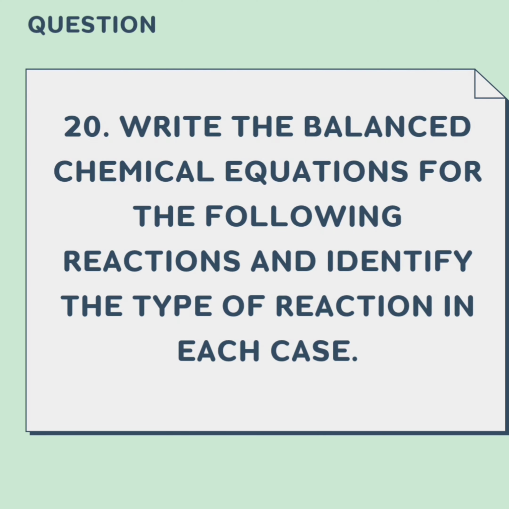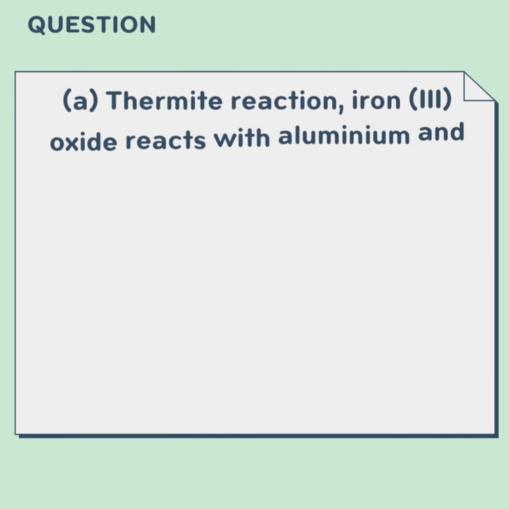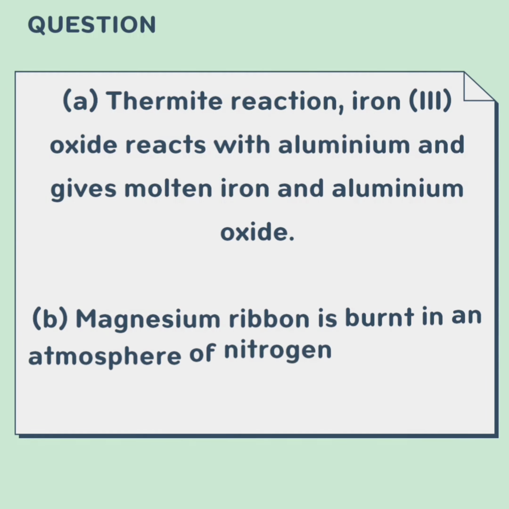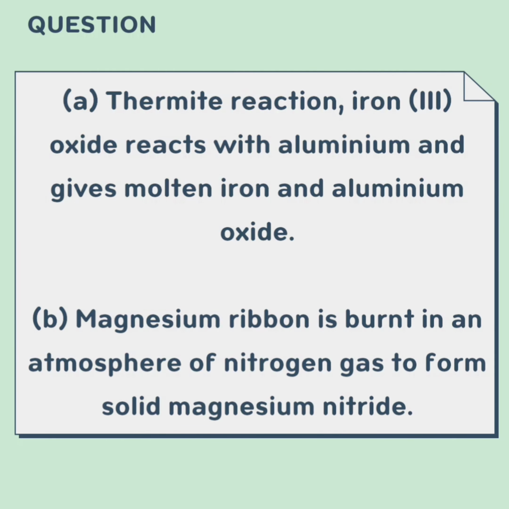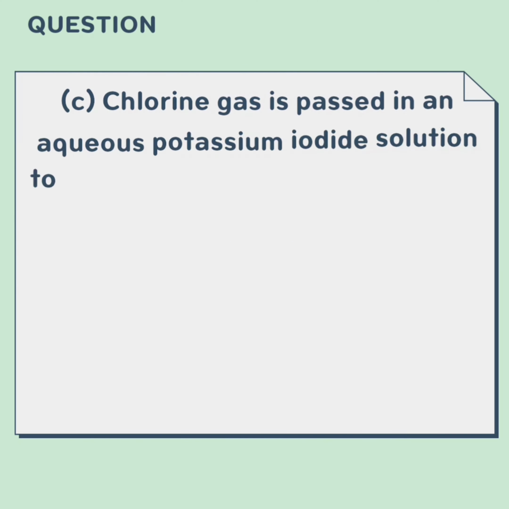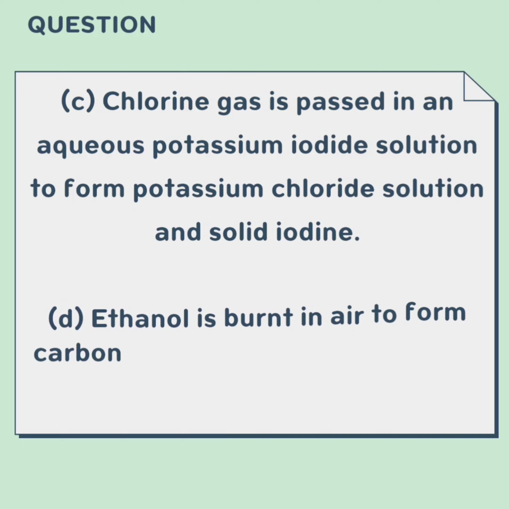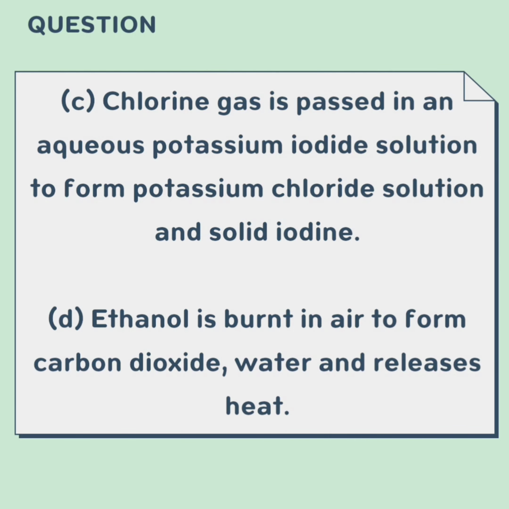20. Write the balanced chemical equations for the following reactions and identify the type of reaction in each case. A. Thermite reaction. Iron 3 oxide reacts with aluminium and gives molten iron and aluminium oxide. B. Magnesium ribbon is burnt in an atmosphere of nitrogen gas to form solid magnesium nitride. C. Chlorine gas is passed in an aqueous potassium iodide solution to form potassium chloride solution and solid iodine. D. Ethanol is burnt in air to form carbon dioxide, water, and releases heat.